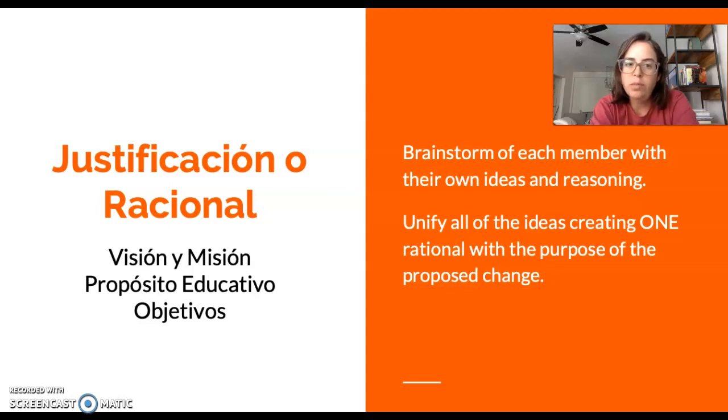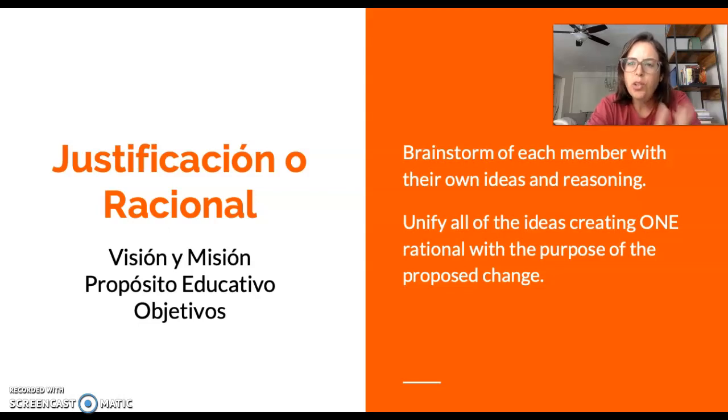Visión, misión, propósito educativo y objetivos. So again, it's the same work ethic and routine as yesterday. I want every single member to brainstorm their own ideas and reasoning of what is the justification and rationale for this change. Basically, why are we doing this change, or why this change is necessary, and what are the objectives that we have for that change.